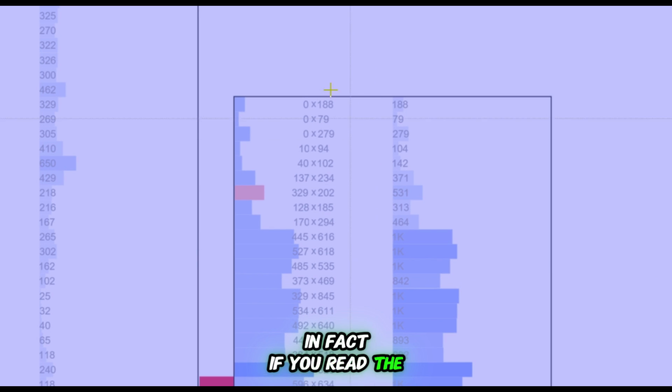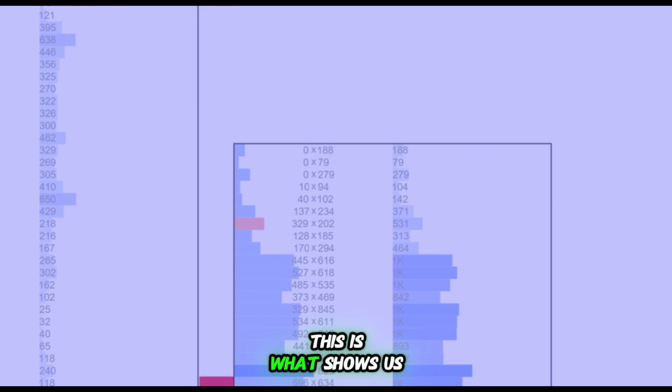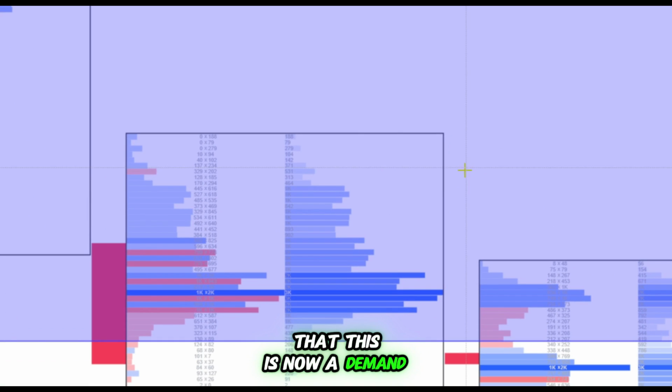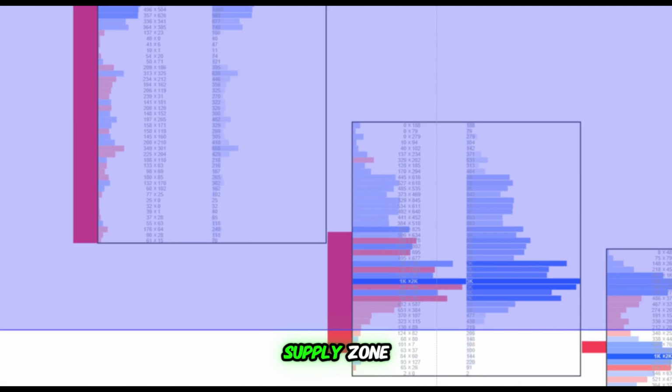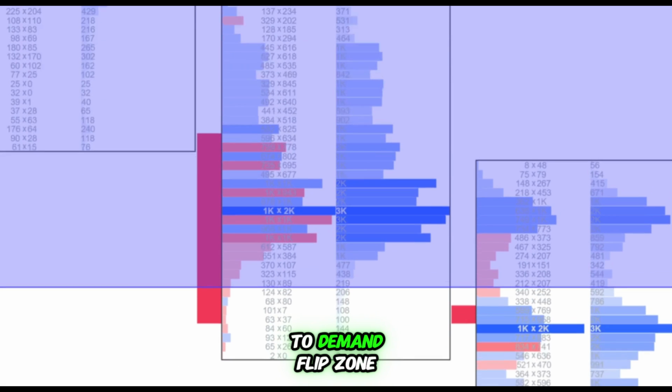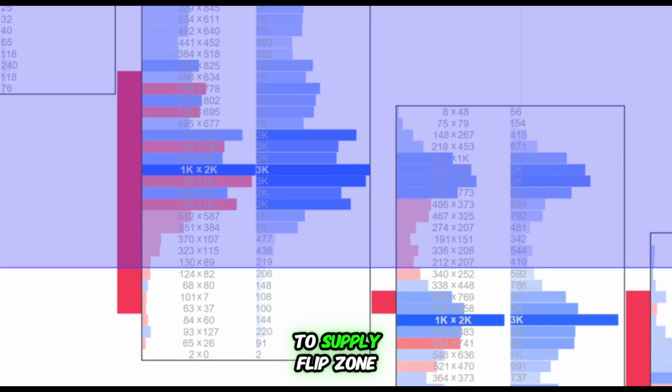In fact, if you read the order flow, we have 0 for 188, we have 0 for 279. So we see a lot of aggressive buyers in that wick. But were those aggressive buyers successful? No, those aggressive buyers were not successful. And this is what shows us that this is now a demand zone that's flipped to a supply zone, in this case a demand to supply flip zone.